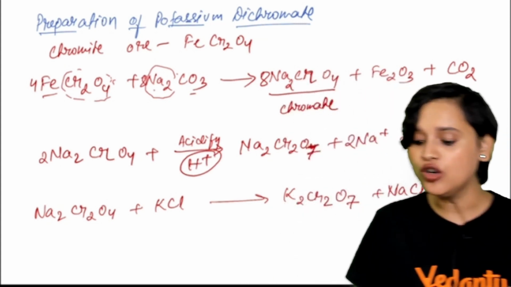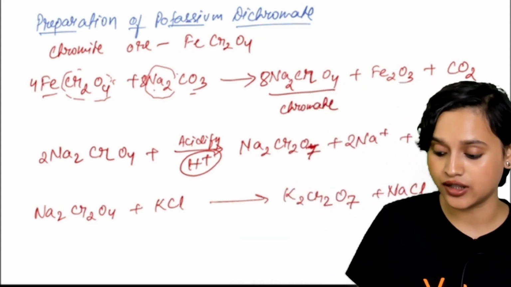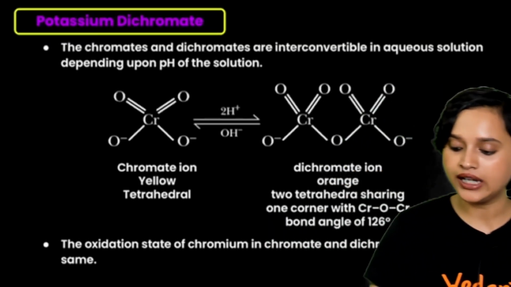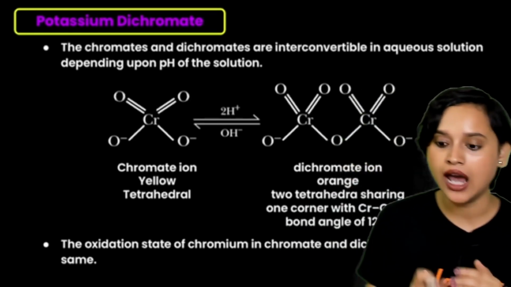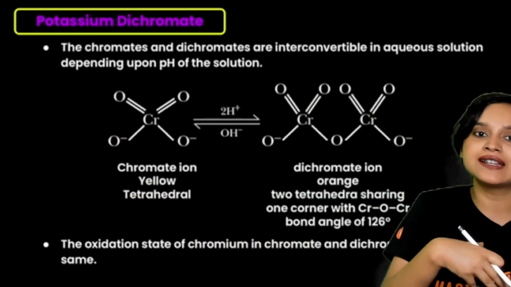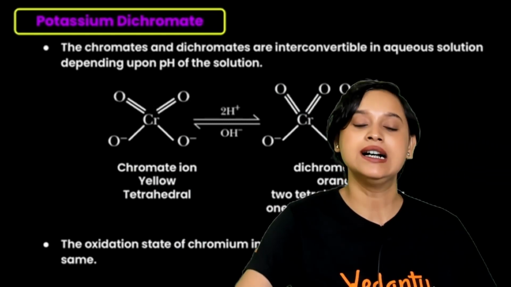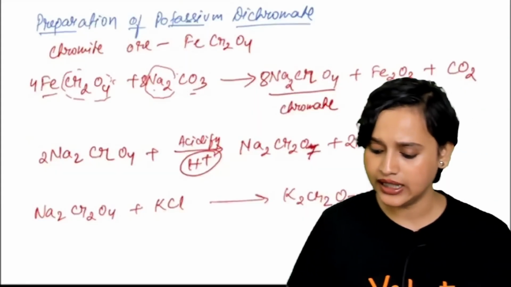Now, did you know that chromate and dichromate are interconvertible in aqueous solution? Yes, absolutely. If you acidify it, you will get the dichromate ion. If you add some alkali to it, you will get the chromate ion. That is exactly what is written here.